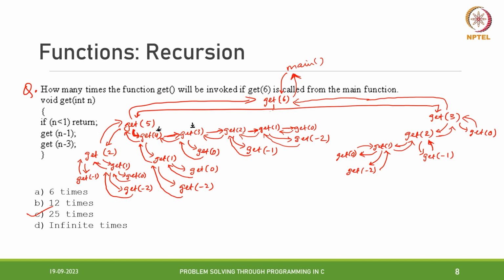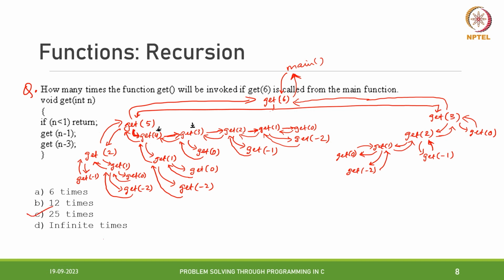And now for get of 5, this n minus 1 is done, which is get of 4. Now it will go to the next statement, which is get of n minus 3, which is get of 2. Now again the same thing will continue for get of 2. It will return back control to get of 5. So is it clear? Roughly, is it clear? You can try this by yourself.